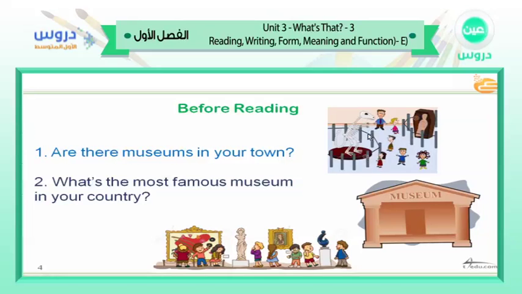Okay, look at this picture. Here we have a dinosaur, but what is that? It's a skeleton, and it's an animal, not a small dinosaur. Okay, this is a dinosaur's skeleton. Okay, look at the third picture here. We have paintings. Also, we have a sculpture. That's very nice.